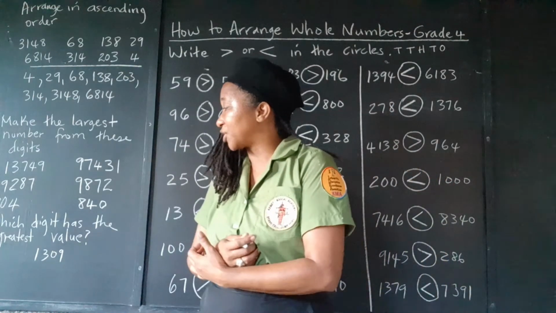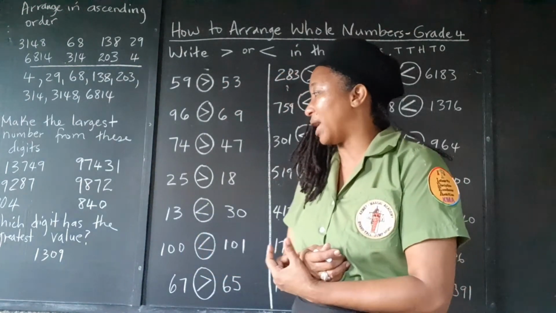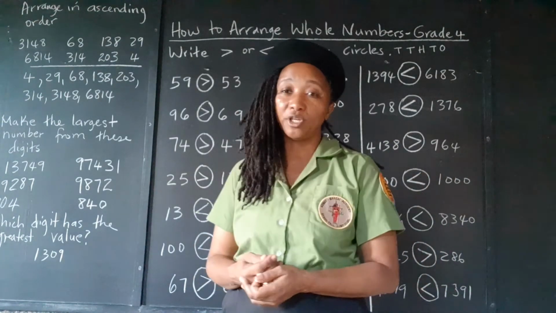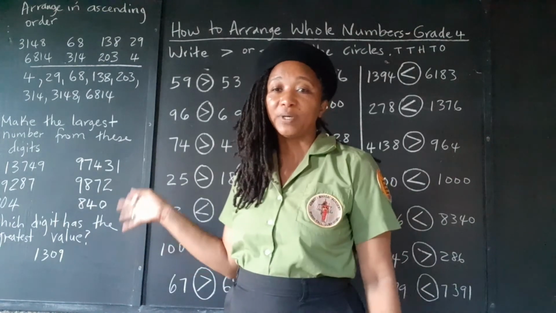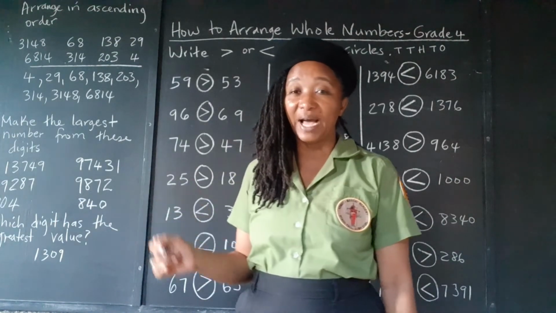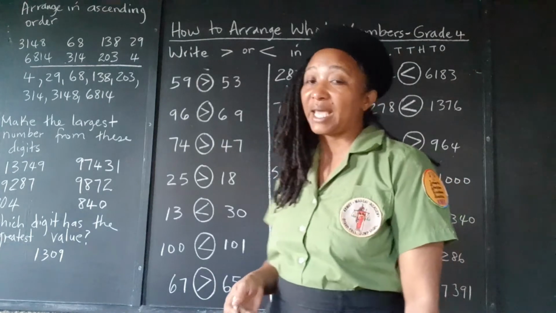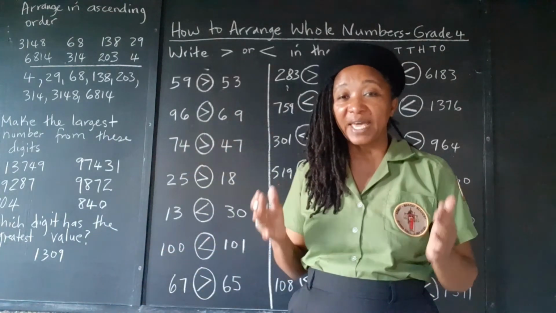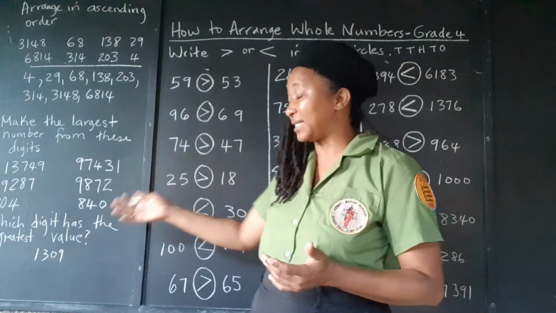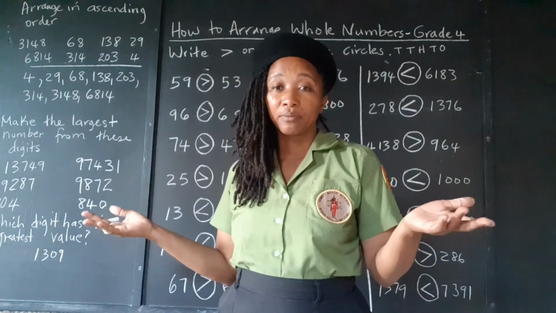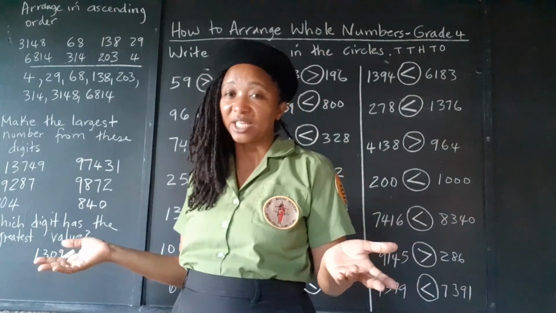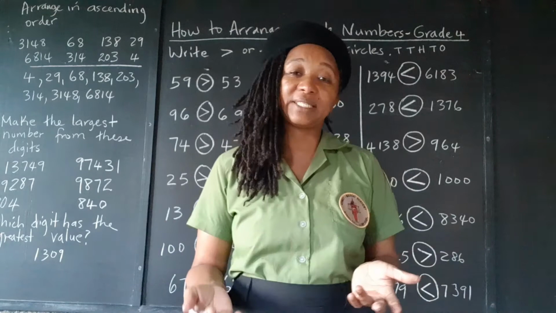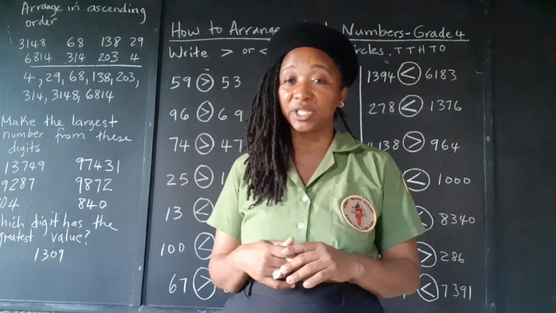Now the final instruction says which digit in this number has the greatest value. And the number is 1,309. Which of those digits has the greatest value? It didn't say the greatest face value. If it was just the face value, then we'd say it's the 9 because it's 9. The face is just what the digit is. And 9 there, in our system, 9 is the highest single digit.